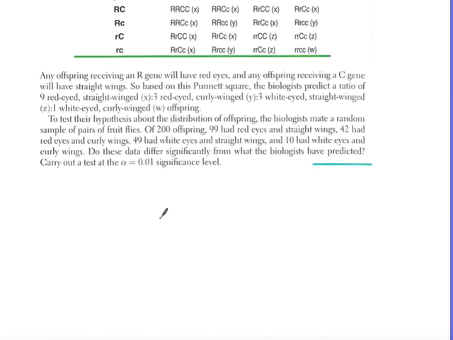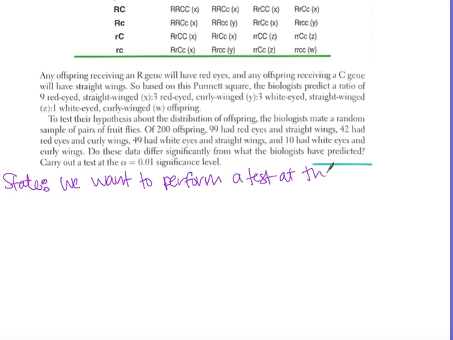So on this one, we would start by having to state what we plan to do. So we want to perform a test at the alpha equals 0.01 significance level.